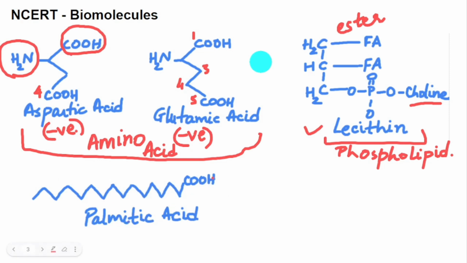So palmitic acid has carboxylic acid group. This is carbon number 1. And if you count it from here, carbon number 1, 2, 3, 4, 5, 6, 7, 8, 9, 10, 11, 12, 13, 14, 15, 16. So total number of carbon is C16. And it is saturated. There are no double bonds in palmitic acid. This is fatty acid.